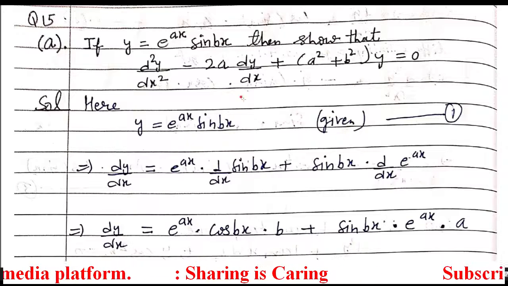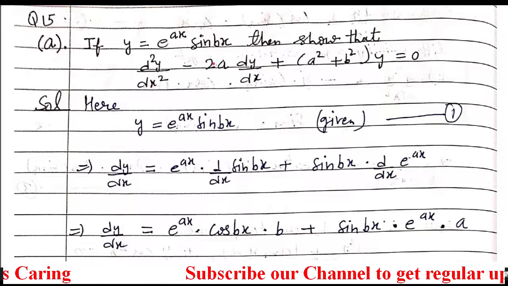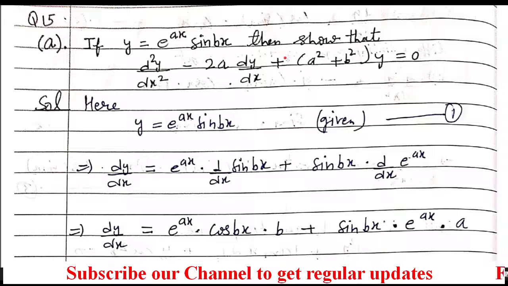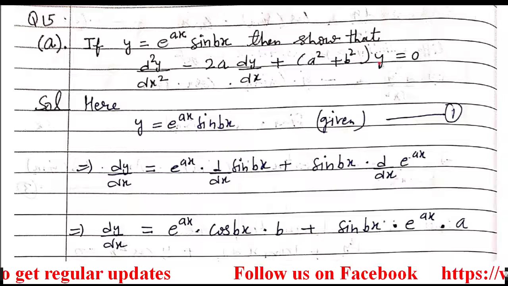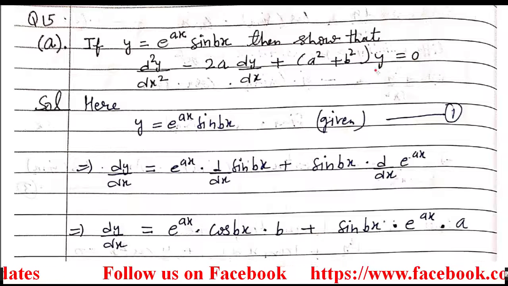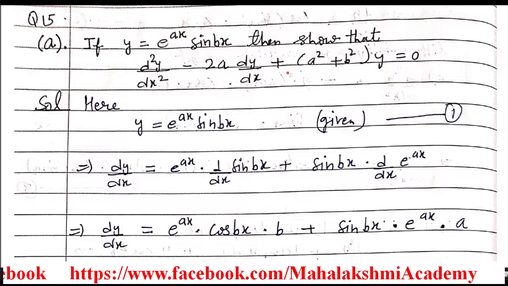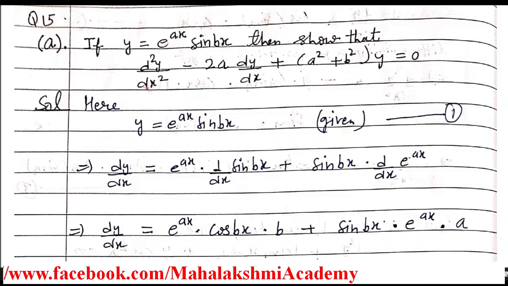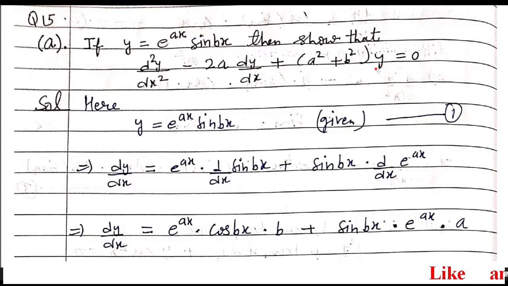then we have to prove d square y upon dx square minus 2a dy over dx plus bracket a square plus b square bracket close multiplied by y is equal to 0. So this relation we have to prove. To prove this relation, first we'll find out whatever we need. The first term is the second order derivative of the given function, and in the second term we need the first order derivative. Other remaining things are available already.